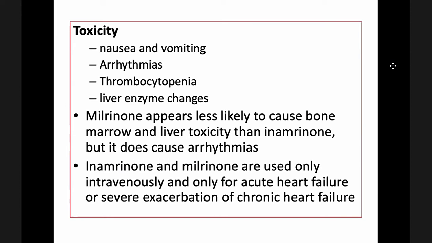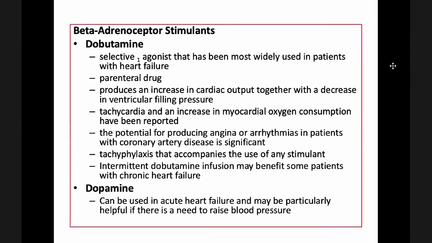enzymes. So milrinone appears less likely to cause bone marrow and liver toxicity than inamrinone, but it may also cause arrhythmia. Inamrinone and milrinone are also used intravenously, and this is only for acute heart failure or severe exacerbation of a chronic heart failure. So that's the indication. So another important drug for heart failure are your beta adrenoceptor stimulants.